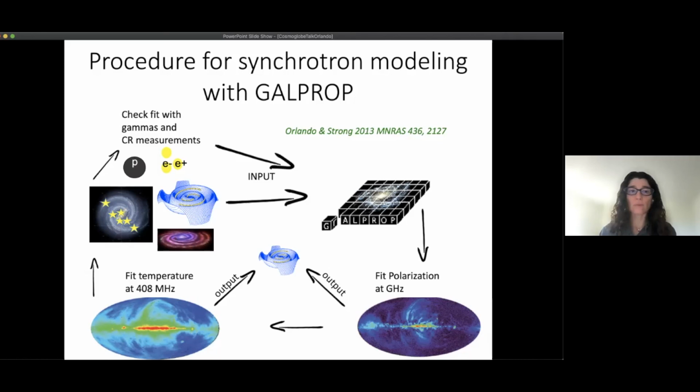As a result, I obtain the regular magnetic field intensity. Fixing the regular magnetic field intensity, I then compare and fix the microwave or radio temperature data, for example the 408 megahertz map, and adjust the random magnetic field. Galactic profiles are also investigated. But anytime the magnetic field is adjusted, we have to run GALPROP again and refit also the inputs such as the propagation parameters. And it would also be best to check gamma ray data.